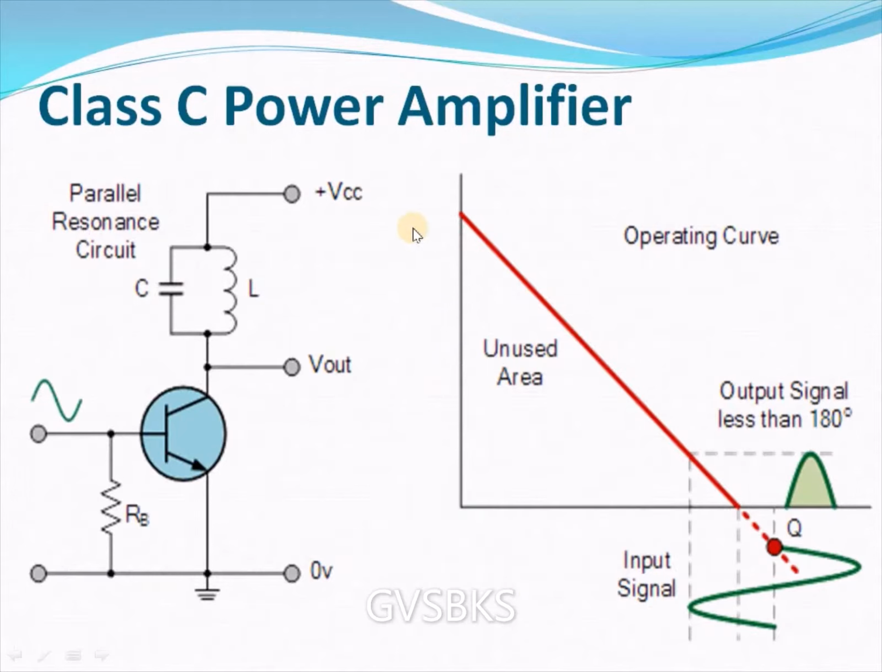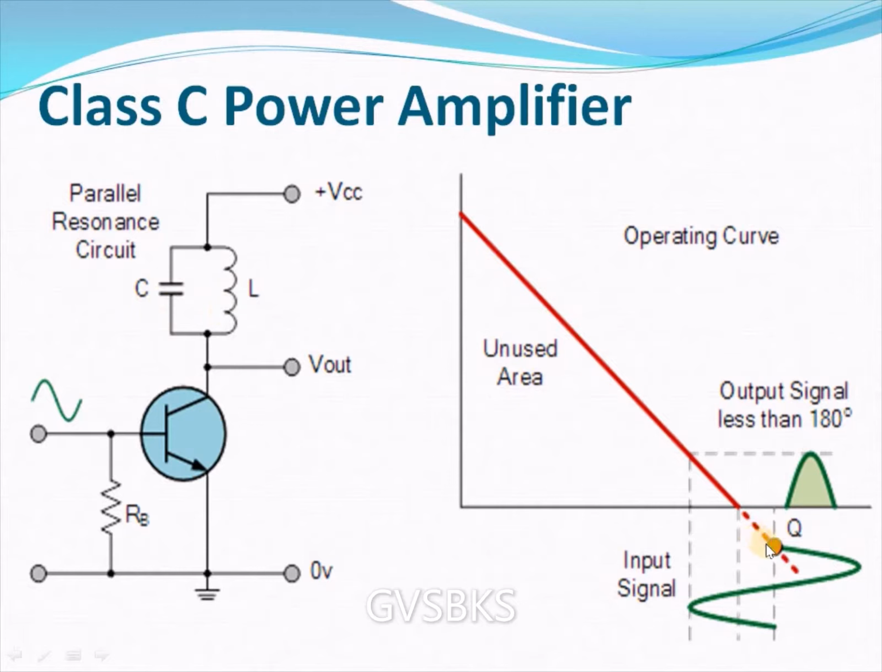This is the circuit for class C type of power amplifier. It looks like a normal class A type of power amplifier, but here there is no collector resistor. This collector resistance was replaced with an LC tuned circuit, which provides the parallel resonance. I will explain why it is placed here.